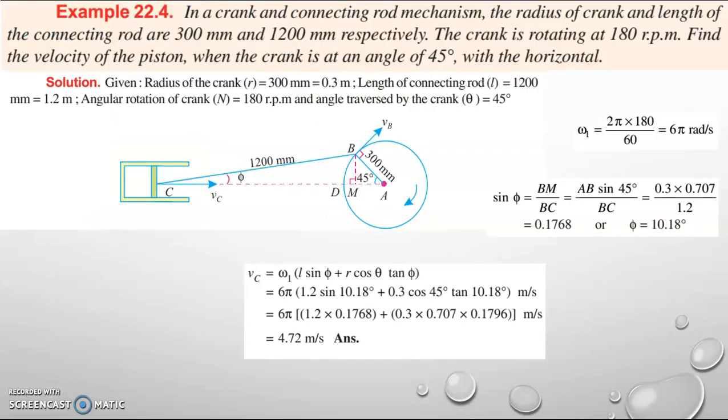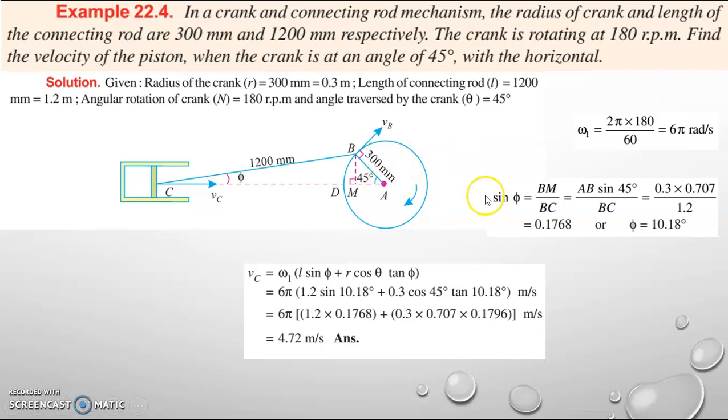Here is one solution showing how we are solving the equation. It's a crank and connecting rod mechanism. The connecting rod length L is given as 1200 mm and the crank radius R is given as 300 mm. The crank is rotating at 180 rpm, from that we can calculate the value of omega. Find the velocity of the piston. So we are calculating VC, and the crank is rotating at an angle of 45 degrees. So theta is given.